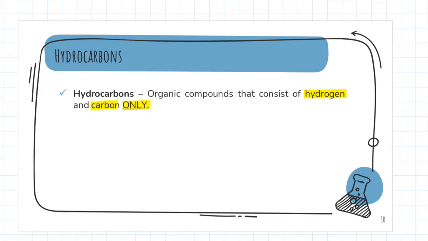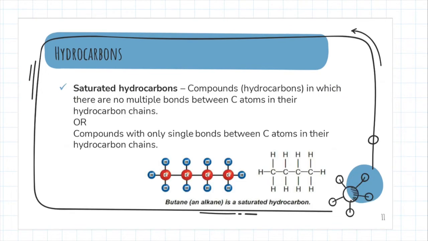If we look at the other compounds like the alcohols, the ketones, the aldehydes, they contain oxygen atoms, and they are therefore also not considered hydrocarbons. The hydrocarbons only include the alkanes, alkenes, and the alkynes. Now, there are two different types of hydrocarbons that we'll be studying this year. We get saturated hydrocarbons and unsaturated hydrocarbons.